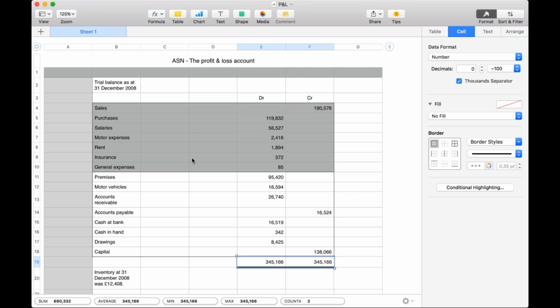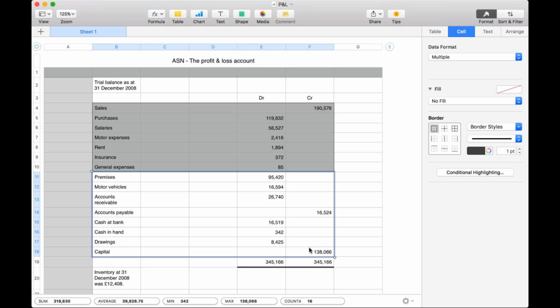But you'll usually find the P&L items are grouped together on the trial balance, and the balance sheet items grouped together as well. So it does make it a little bit easier to interpret, I guess, when you've got a trial balance in front of you, in order that you can pick out the profit and loss items as a block, and you can pick out the balance sheet items as a block as well.